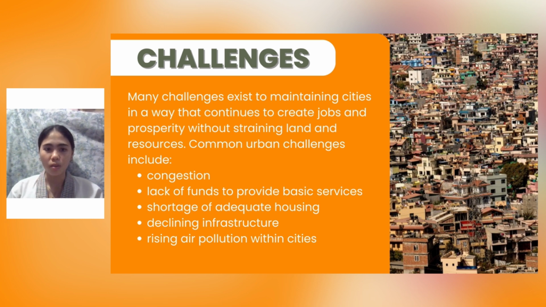The third one is the shortage of adequate housing. In many urban areas, there isn't enough affordable and quality housing for everyone. This can lead to overcrowding, homelessness, and increased living costs. Fourth is the declining infrastructure. Over time, infrastructure can wear down without proper maintenance. Poor infrastructure can lead to safety hazards, inefficient transport, and higher costs for repairs in the future. And the fifth and the last one is the rising air pollution. Air pollution can harm health, reduce quality of life, and lead to environmental issues that affect everyone.